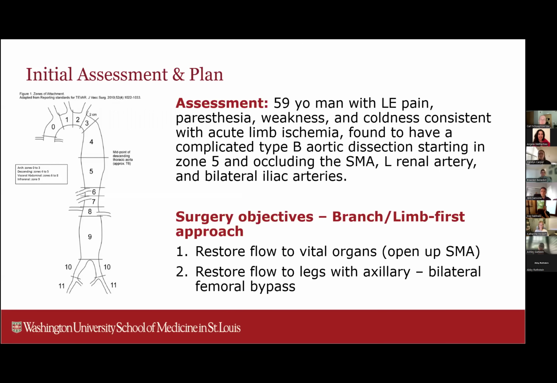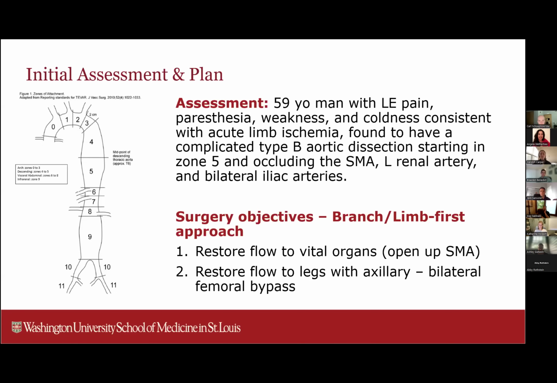So as far as a few definitions and teaching points here, a complicated type B aortic dissection is different from an uncomplicated type B aortic dissection in that it causes malperfusion or organ ischemia. Because this was causing ischemia to his legs and his bowels, it was a complicated dissection.